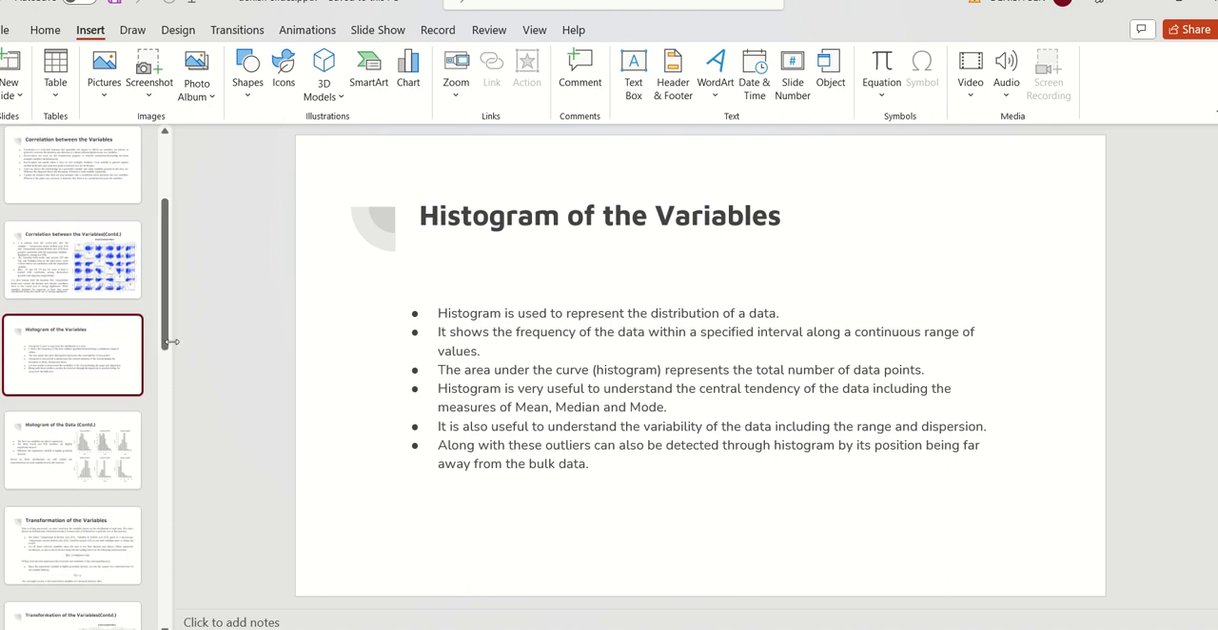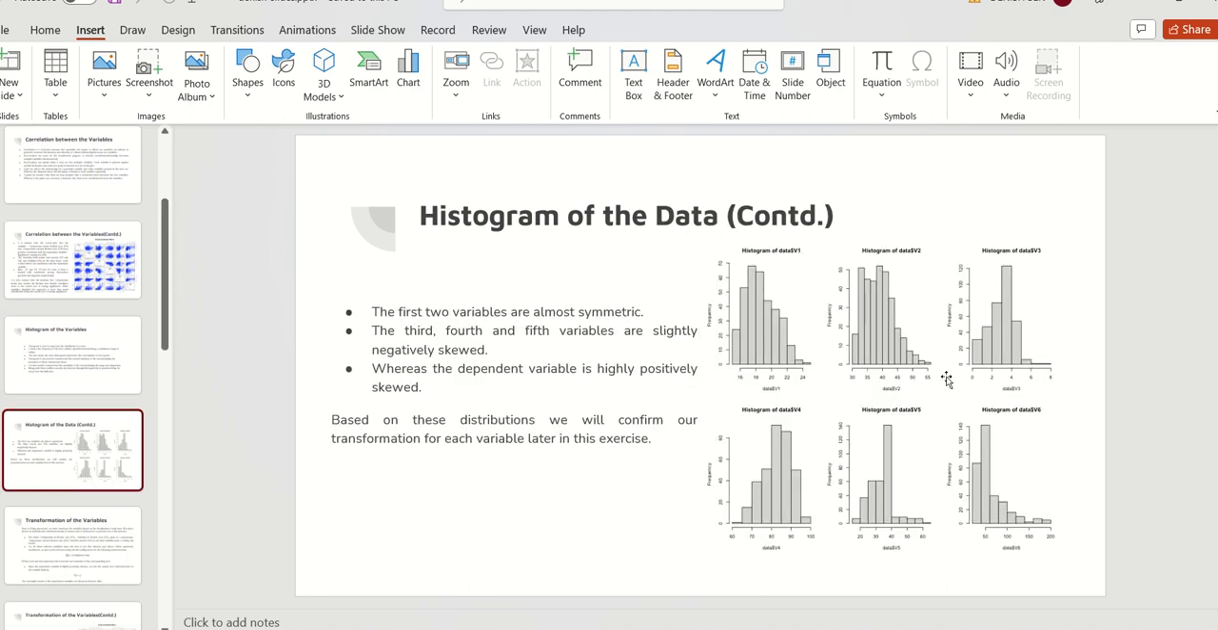If you go to the next slide, these are the histograms obtained from the data given. The first two variables, V1 and V2, are almost symmetric. The third, fourth, and fifth variables, V3, V4, and V5, I can say are negatively skewed, whereas the dependent variable V6 is highly positively skewed. Based on these distributions, we can confirm our transformation for each variable in the later exercise.